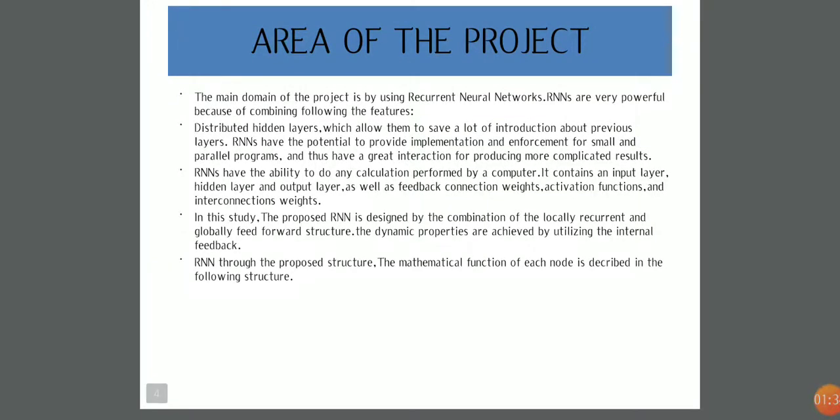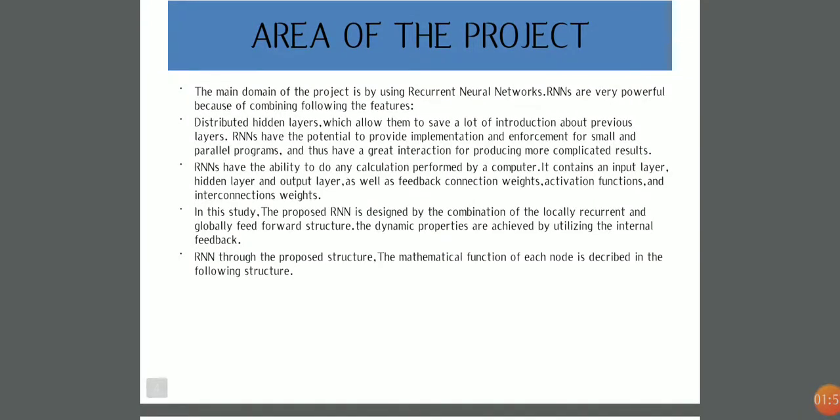And now let us see the area of the project. The main domain of the project is using recurrent neural networks. RNNs are very powerful because of combining the following features: distributed hidden layers, which allow them to save a lot of information about previous layers. RNNs have the potential to provide implementation for small and parallel programs, and thus have great potential for producing more complicated results. RNNs have the ability to do any calculation performed by a computer.